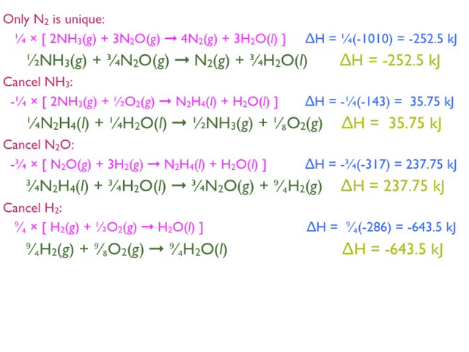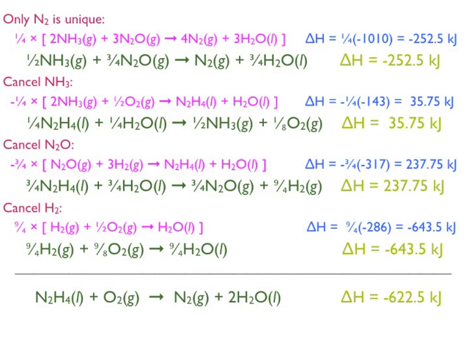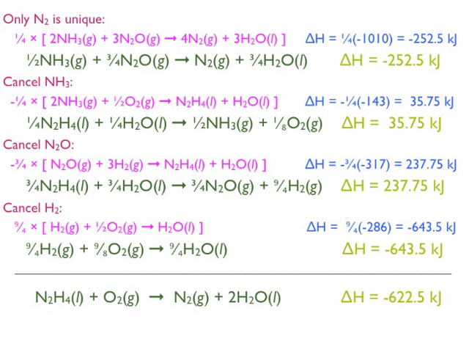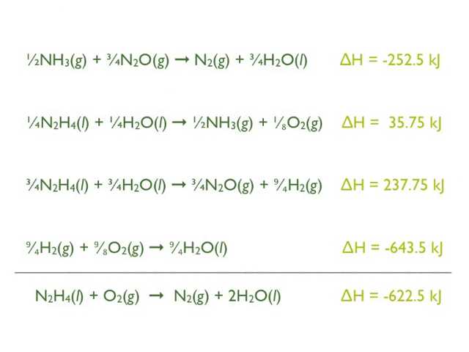So when we add up all the equations, we get our target equation, and when we add up all the delta H's, we get the delta H of our target equation, -622.5 kilojoules. And now let's check and make sure we got everything right. And this is getting a little bit busy here. So let's take out all the stuff we put in to show our work. Now on the exam, you're going to want to show your work. But just for clarity here, let's show the actual equations that we're adding up to give the target equation and make sure everything adds up.